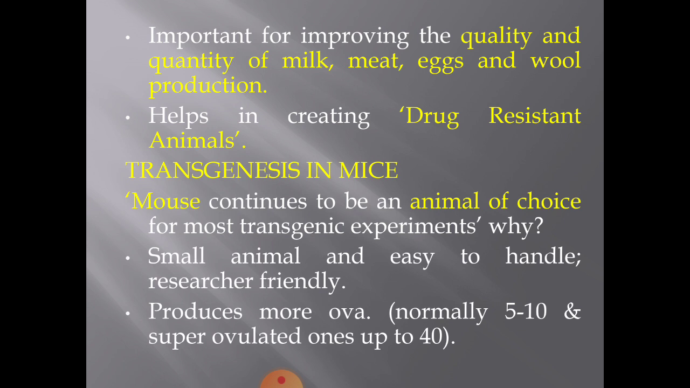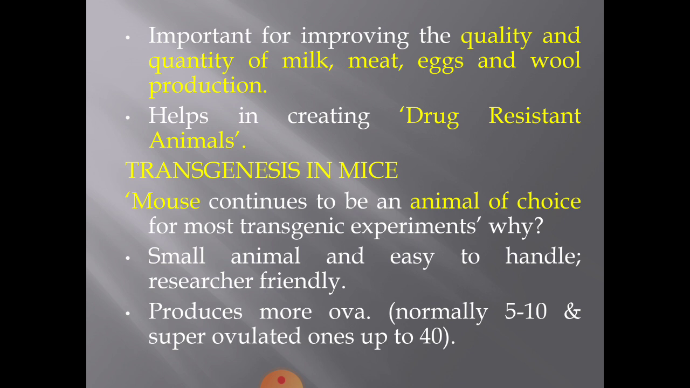And they produce more ova. Okay, they normally produce more ova in one estrous cycle, that is the reproductive cycle, which non-primate females practice rhythmically, and you will learn more about it in developmental biology class. So in one estrous cycle, a normal mouse produces 5 to 10 ova. That means potentially capable of giving birth to 5 to 10 pups, provided there is successful fertilization.